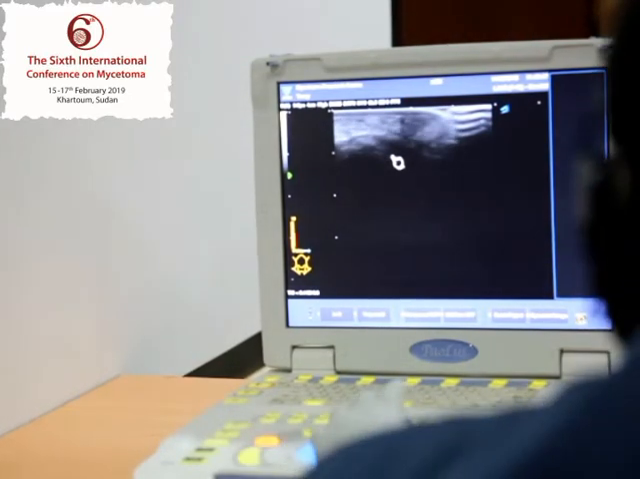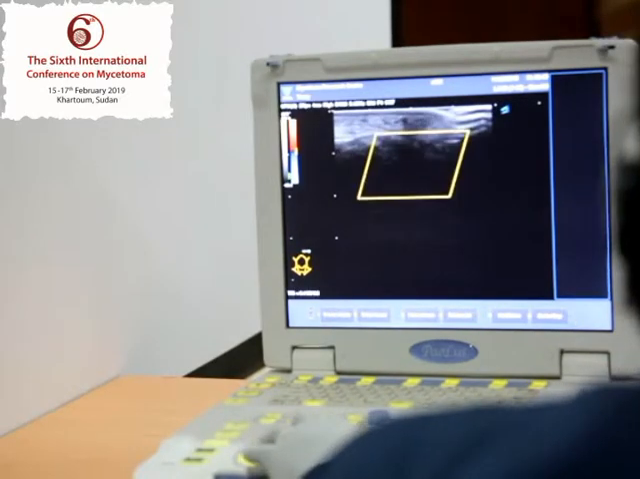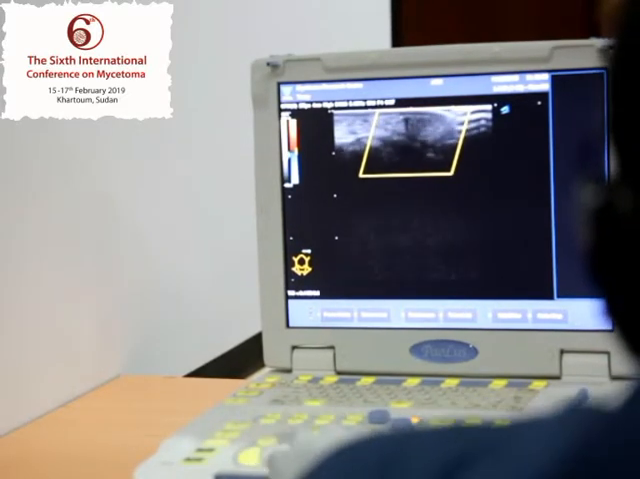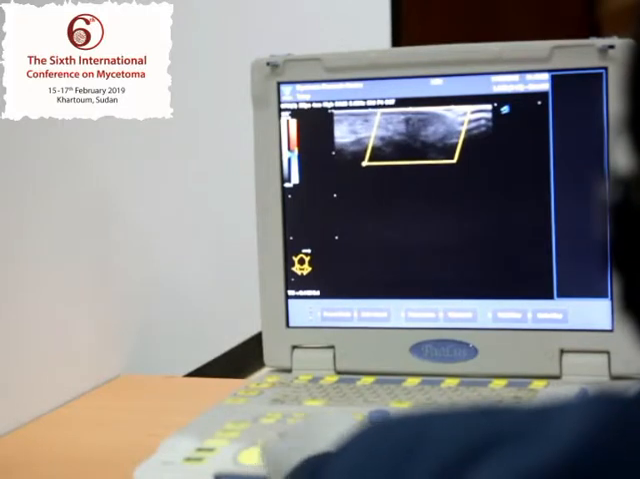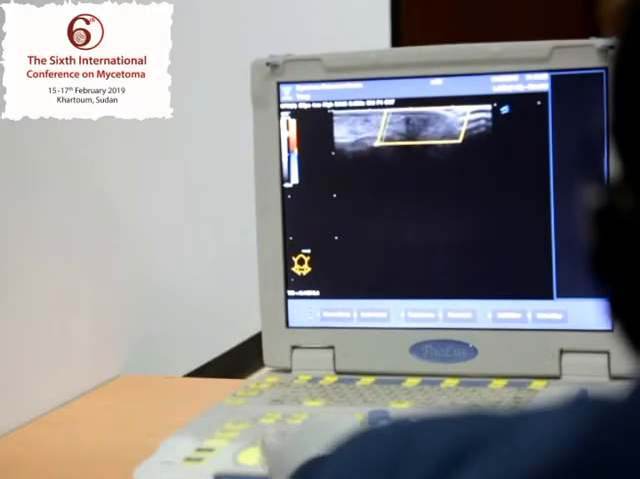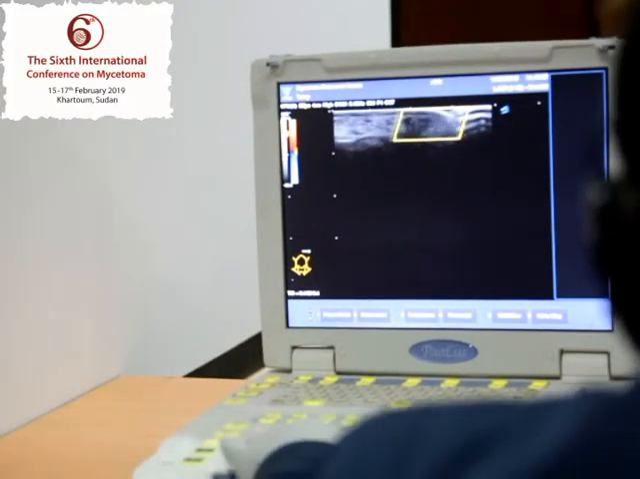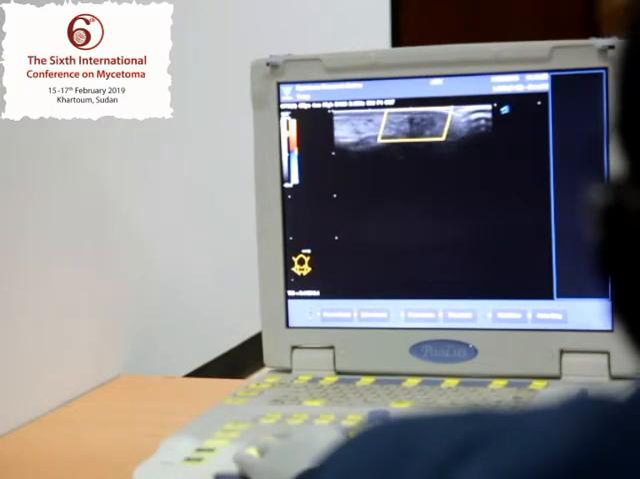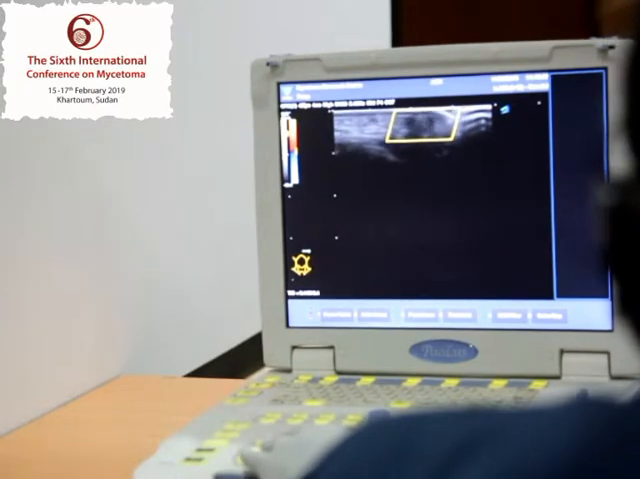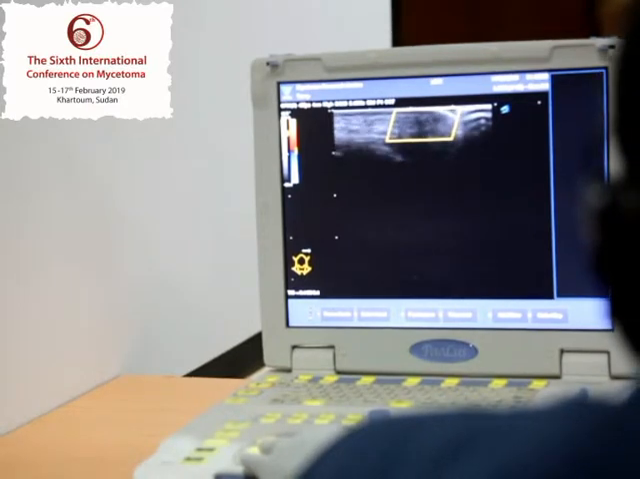And when I put the color, this is a color box which can be modified. You can make it small and you can enlarge it. Here I'm making it small. The smaller the box, the better the color that's obtained.